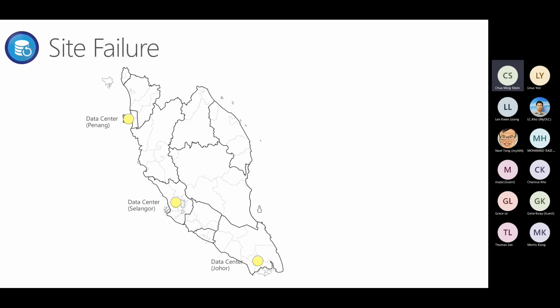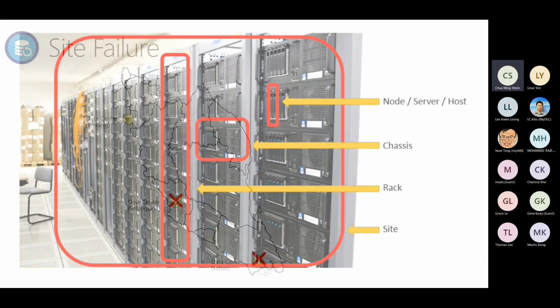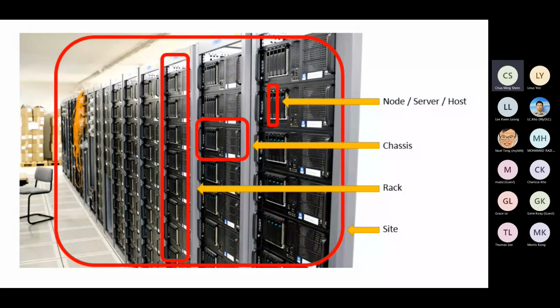Then the last is the site failure. For example, you have the data center at Penang, at Selangor, and Johor. Suddenly your monitor system shows that the data center at Selangor is down, followed by the data center at Johor down. Wow, this is a big disaster. So what can you do with the remaining site? Okay, cool.